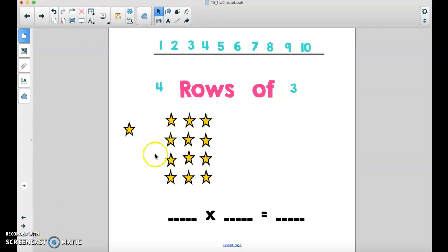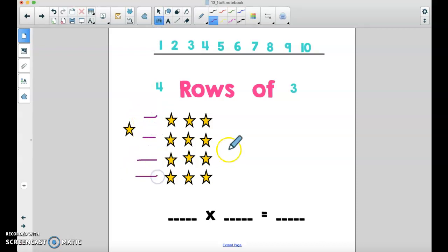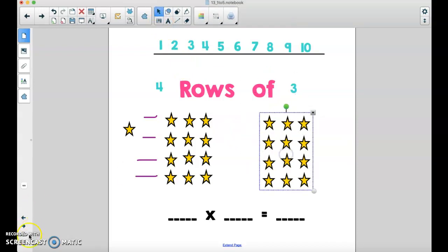All right, hopefully this is what you had. You had 1, 2, 3, 4 rows, and you had 3 in each row. Now you need to make sure that you have 1, 2, 3, 4 rows. Now, if you did it wrong, this is what it would have looked like.